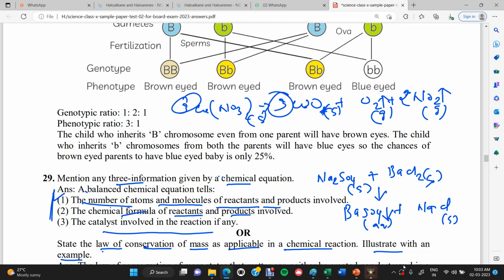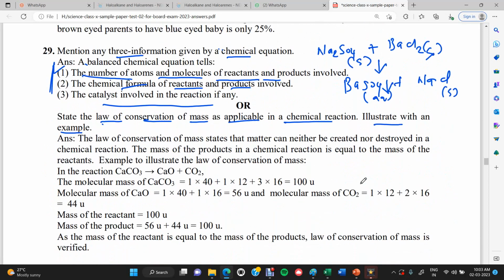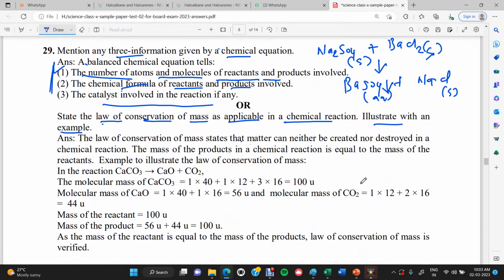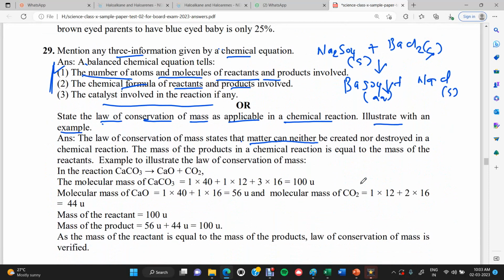Then the law of conservation of mass we know, but we have to learn how to explain it through an example. The law of conservation of mass says that matter can neither be created nor be destroyed in a chemical reaction. Everybody will write this, no doubt on that. But how are we going to illustrate that? The gist of the above statement is that the mass of the products in a chemical reaction should be equal to the mass of the reactants. That is why we are balancing the chemical equations, right?